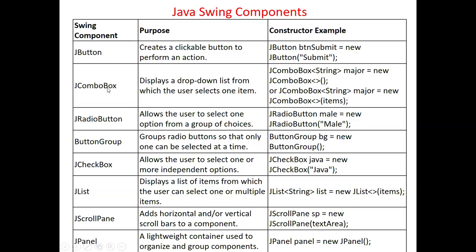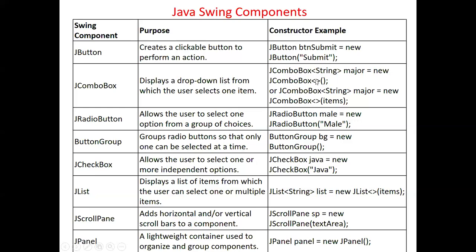So we can create a combo box. A combo box creates a drop down list menu from which the user selects one item, right? It is a drop down menu, a drop down list from where the user can select one. We'll show you the example here. So how do you create it? There are different ways. You check combo box.